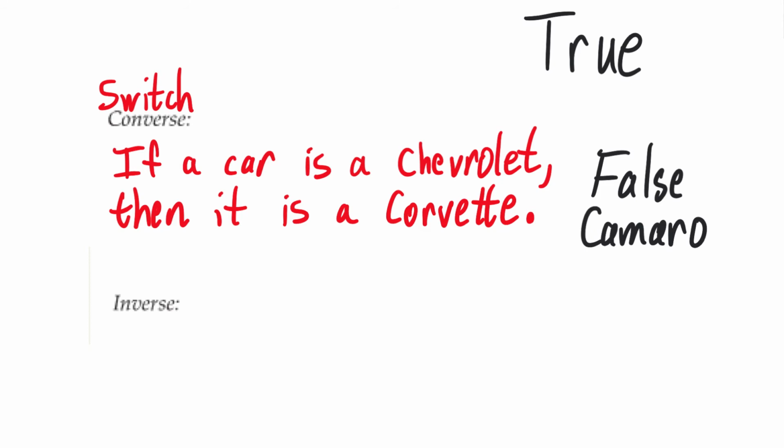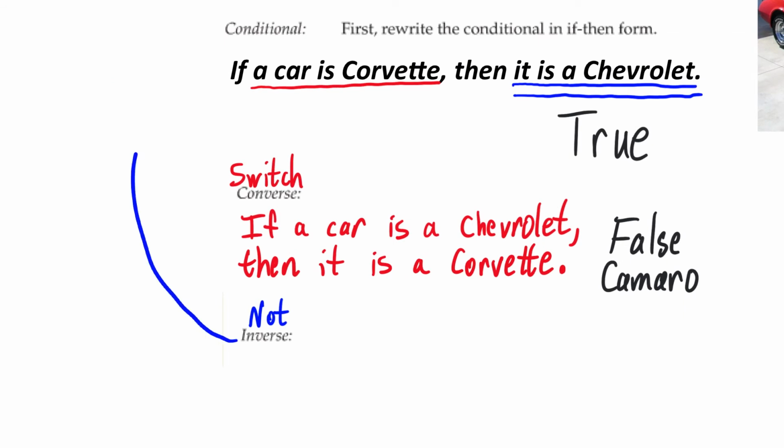Okay, next thing we're going to do is what's called the inverse. And on this one, it's just going to say not. Now on this one, we go back to the original. We do not modify the one that we just modified. So I'm going to go back and think about this. So all I'm going to do is make this part say not and this part say not. Right. So I'm going to say if a car is not a Corvette, then it is not a Chevrolet. Exactly.